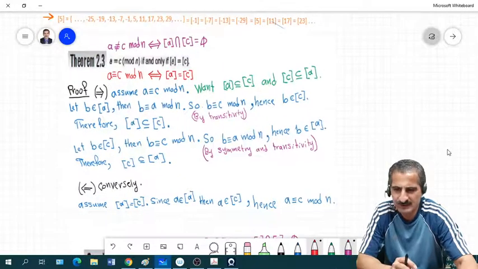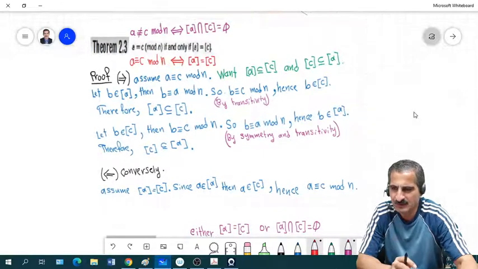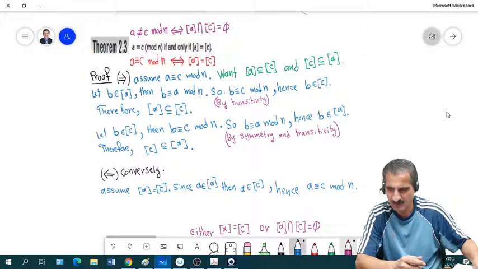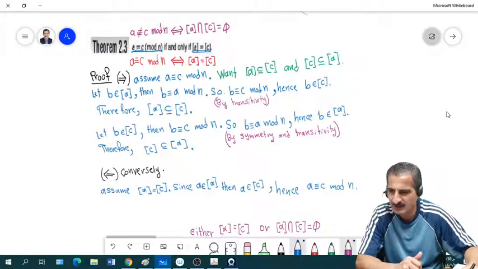Proving them is just some technical work. So let's go for it. Now this theorem says A is congruent to C modulo n if and only if their equivalence classes are equal. I rewrote this in red. A is congruent to C modulo n if and only if their equivalence classes are equal.